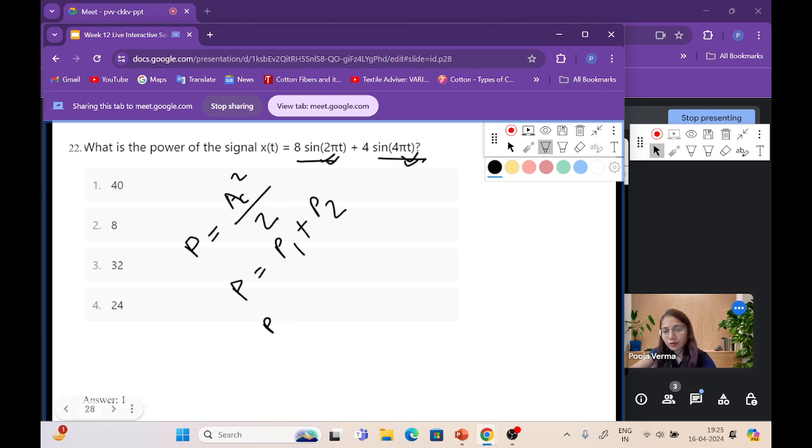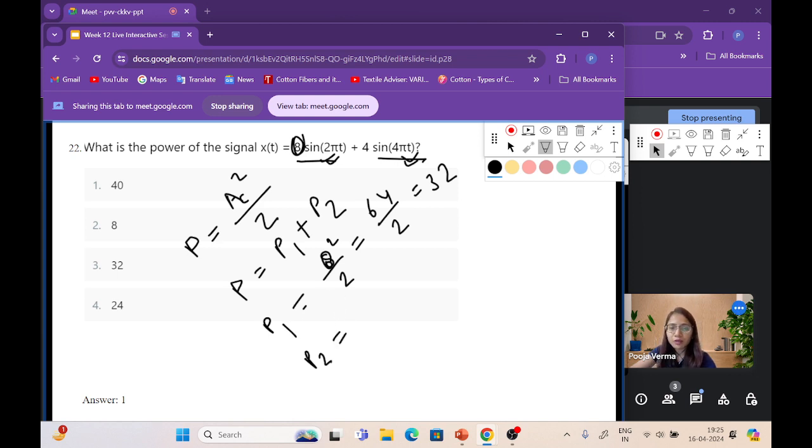So what will we get? P1, that is Ac square by 2. So Ac is this 8, the magnitude of that signal. So 8 square divided by 2. That means 64 divided by 2. We will get 32, right? And what will we get? P2. P2 is also Ac square divided by 2. That means 4 square divided by 2. That means 16 divided by 2. We will get 8.